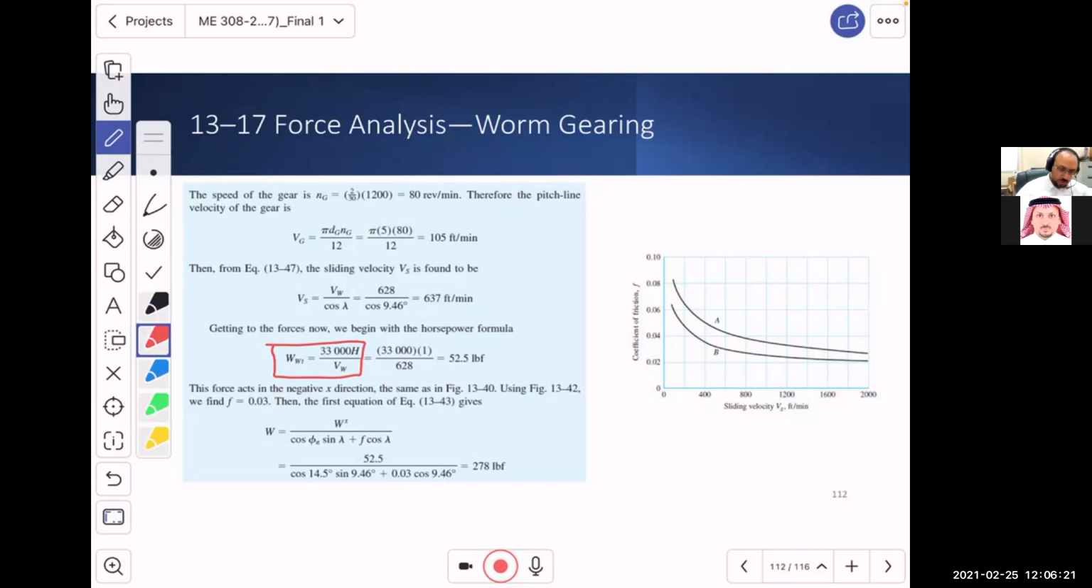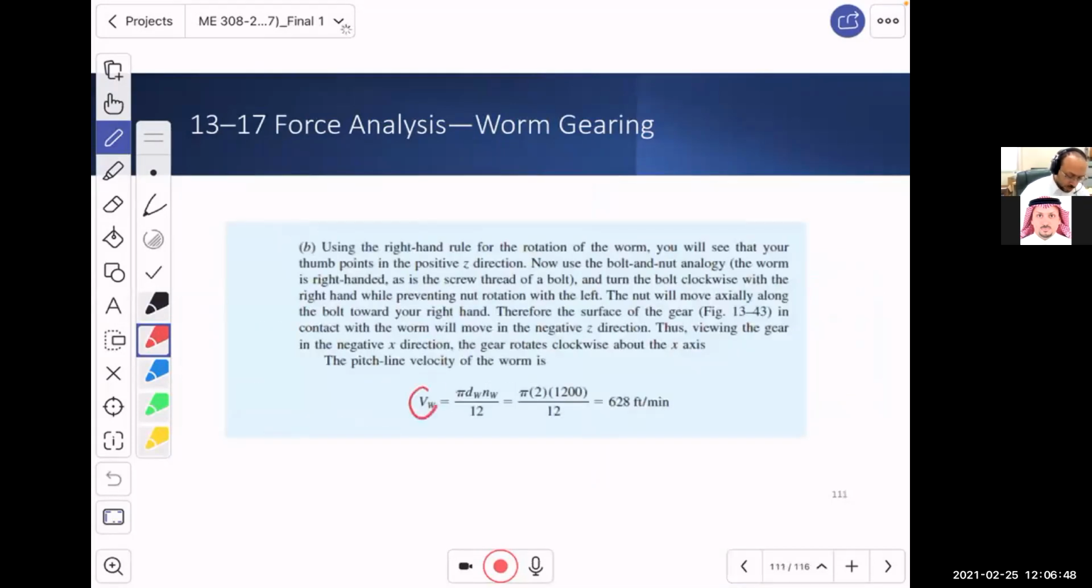So if I want to start with W for worm along the transverse direction, which is the transmitted load, then it is 33,000 multiplied by the horsepower, which is 1, divided by the pitch line velocity of the worm. Now, I don't know the pitch line velocity of the worm. So let me go back. The pitch line velocity of the worm is pi times d times n divided by 12. Pi and 12 are constants. And then the RPM, which is 1,200, has been given.